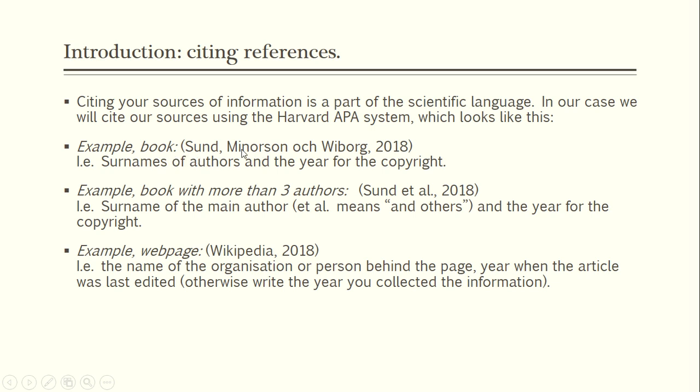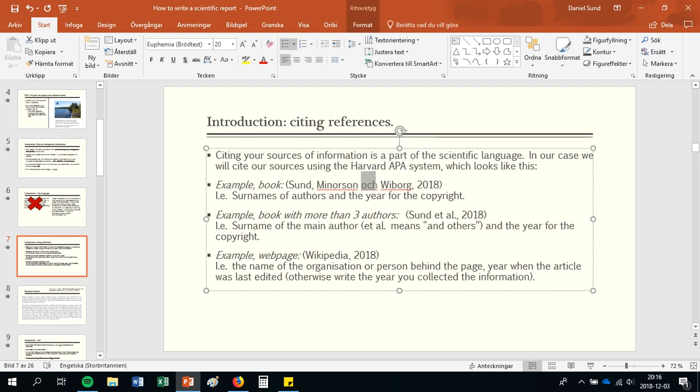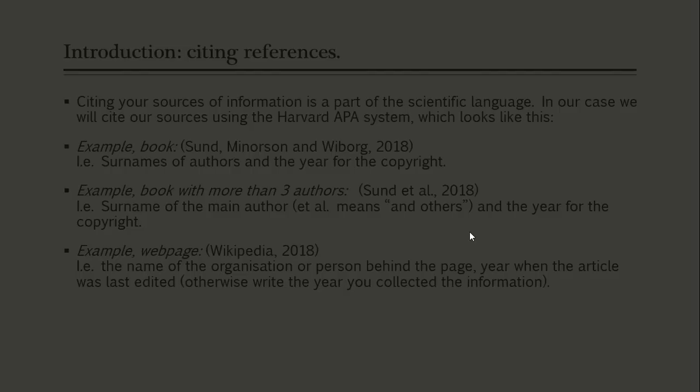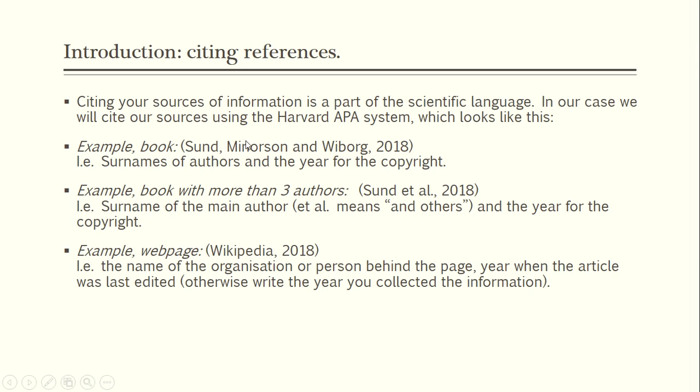But for example, citing a source in a text, and you cite a book, you would write it in this format, Sund, Minason, and Viborg 2008. Here it's in Swedish, hold on. I've translated this not fully. Okay. So we give surnames of authors and the year of the copyright, in a parenthesis, of course, at the end of sentences or possibly paragraphs.